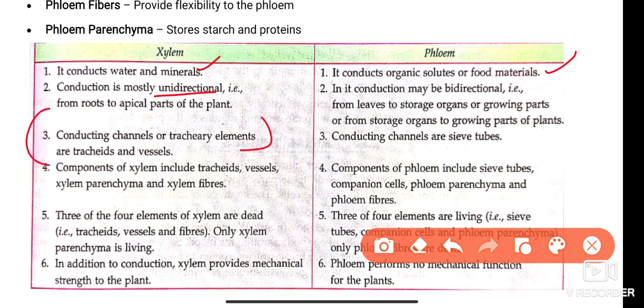Conducting channels, that means the water conducting parts, are tracheary elements, tracheids and vessels. Tracheids and vessels are water conducting in xylem. Conducting channels are only sieve tubes in phloem. Components of the xylem include tracheids, vessels, xylem parenchyma, and xylem fibers. Components of the phloem include sieve tubes, companion cells, phloem parenchyma, and phloem fibers.